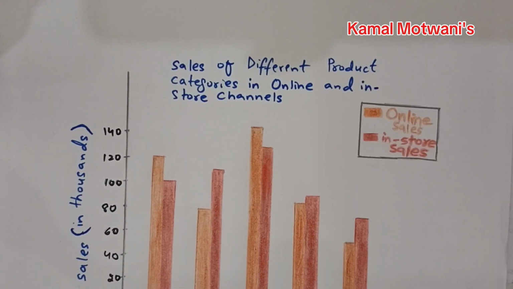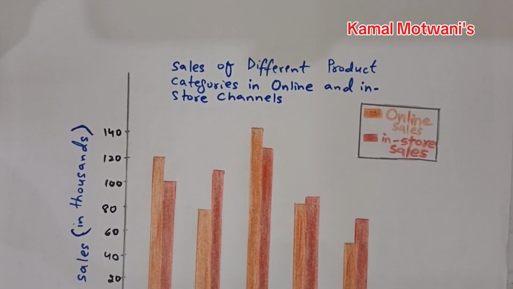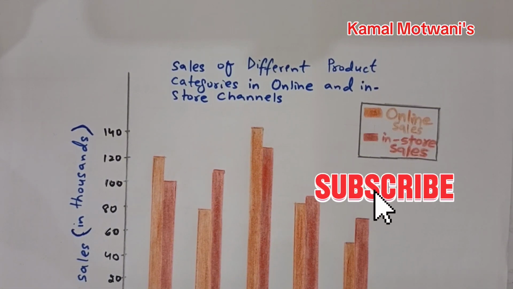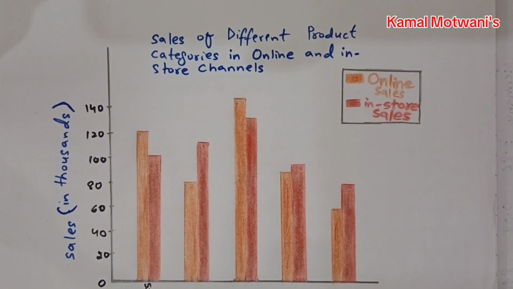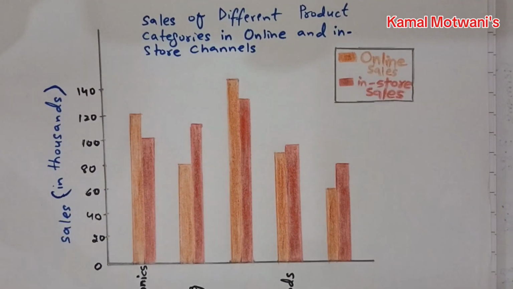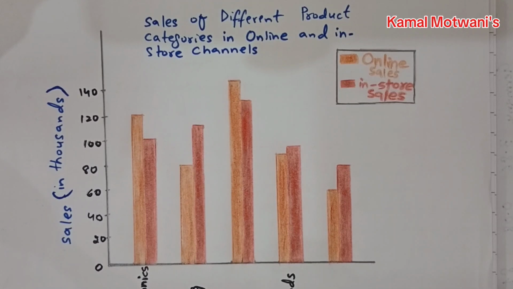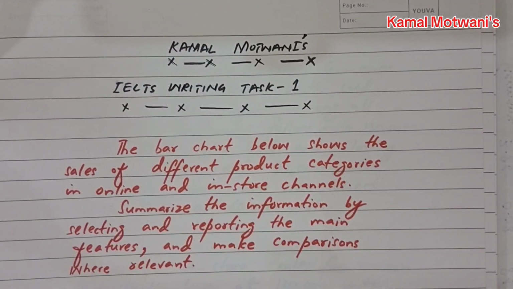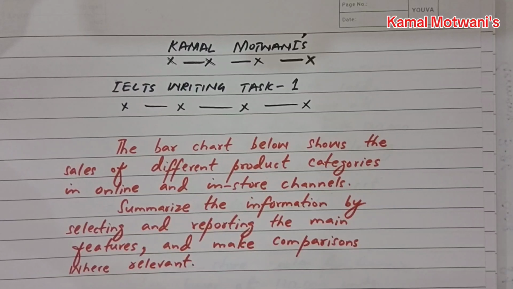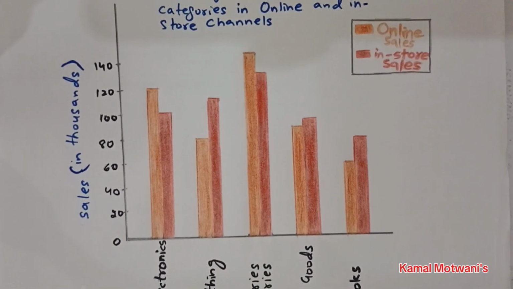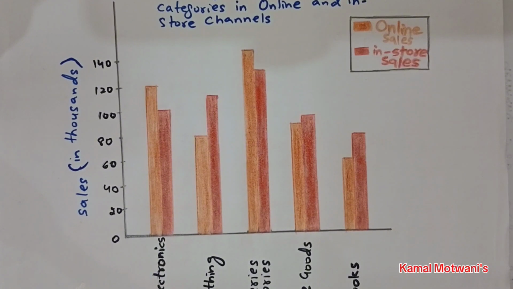In earlier videos I have told you that whenever you are given IELTS writing task 1, try to understand whether it is a line chart, a pie chart, maps, or a bar chart. Try to interpret it in simple language, because you have to write this information in a paragraph. We also have to do some comparisons where relevant, or report the main features. So this is a kind of report writing basically. So let's discuss this bar chart given by the examiner.